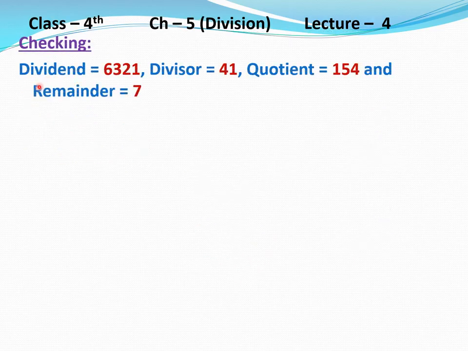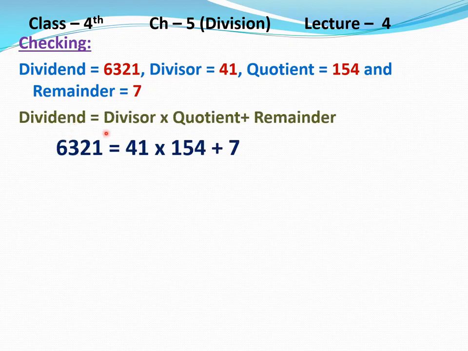Clear? Now write down. Dividend equal to 6321, divisor equal to 41, quotient equal to 154 and remainder equal to 7. Write down. Dividend equal to divisor multiply quotient plus remainder. 6321 equal to 41 multiply 154 plus 7.